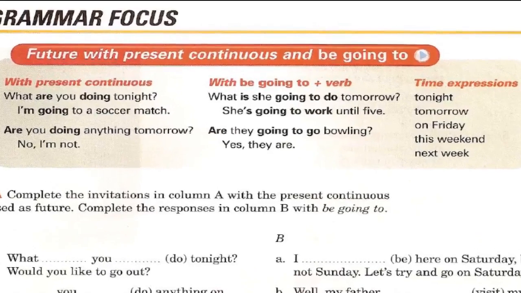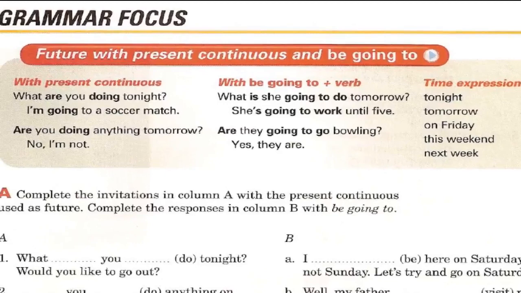Exercise number 3. Grammar focus. Future with present continuous and be going to. Lesson. Page 101. Exercise 3. With present continuous. What are you doing tonight? I'm going to a soccer match. Are you doing anything tomorrow? No, I'm not.